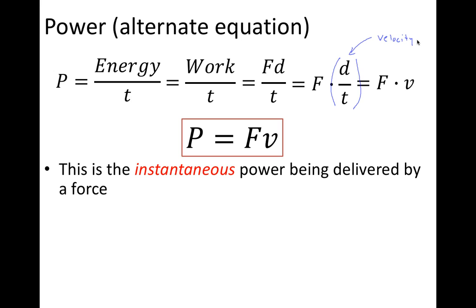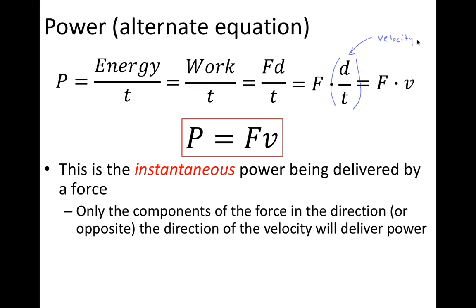If the speed of an object is changing, which is a common thing when energy is being added to a system, generally an object will change its speed, then we can't use this equation. This equation is generally only useful for situations where an object is moving with a constant velocity, or if we want to know the power being delivered at one given instant. And in that case, it depends on how fast it's moving at that instant.